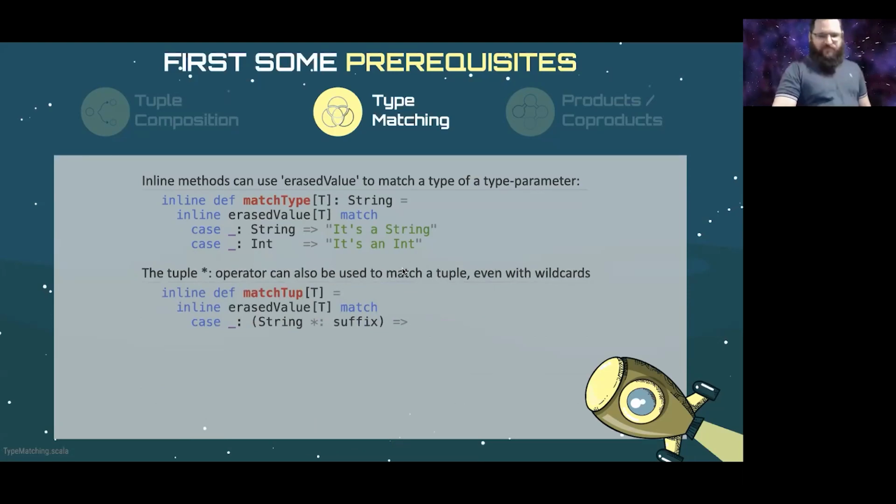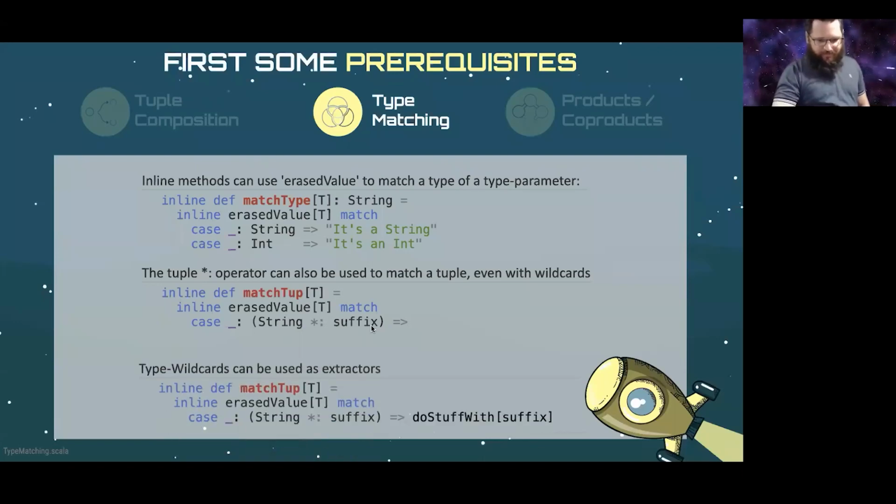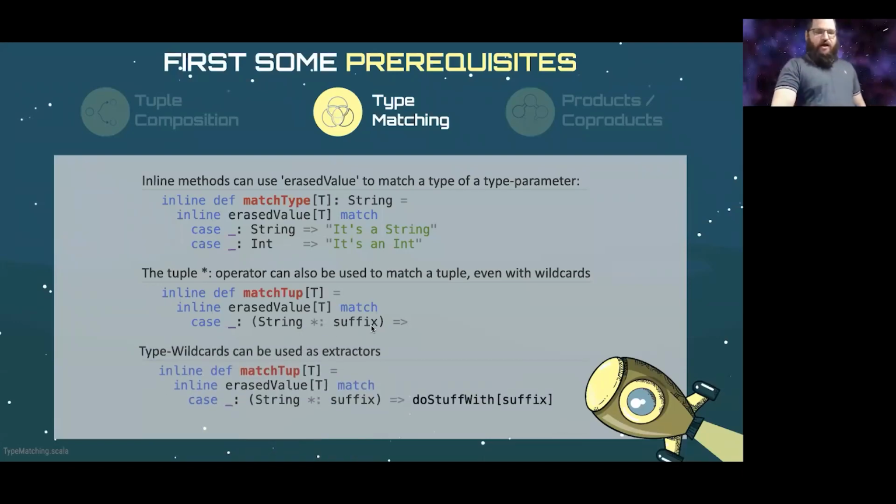Now, next part. You can use erased value and match type together with deconstruction with the consing operator with a wildcard. So, you use this thing, and then once this type comes out, you can then pass it to other functions, and then use erased value and match and those things as well.